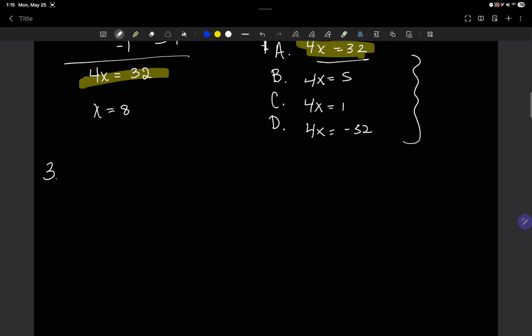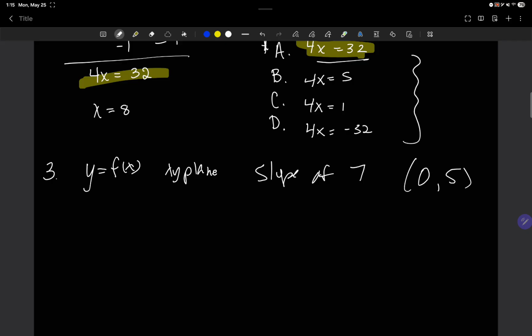All right. For the linear function f, the graph of y equals f of x in the xy-plane has a slope of 7 and passes through the point (0, 5). Which equation defines f? So I'll put the answer choices again. But since I took the last one, what would you do with this one? Let's see.